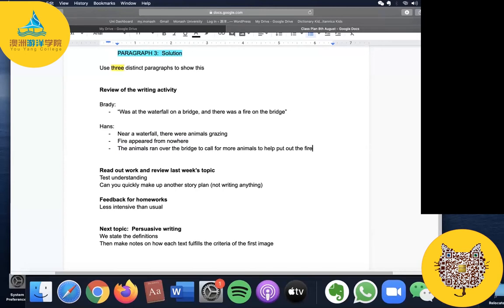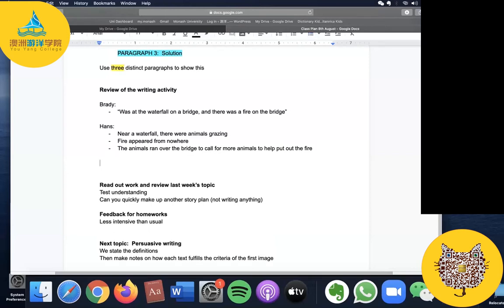The fire, I like that. Okay, instead of having people characters, you had animals instead. That's creative. Thank you for sharing that, Hans. Lovely. Okay, Lewis, come on.